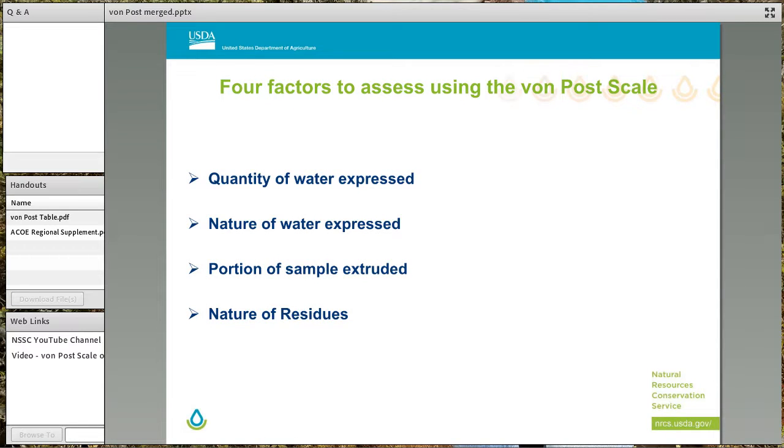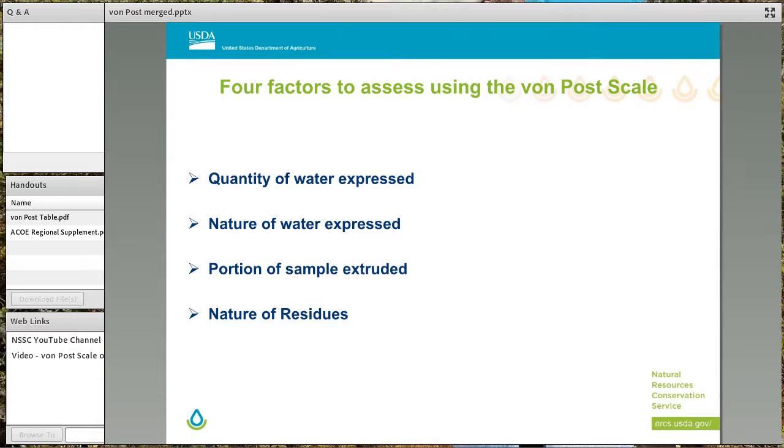I'd like to go look at the 4 factors to assess using the von Post scale method. First observation is the quantity of water expressed, which typically ranges from no water expressed from the sample to about 25 milliliters. Second, we look at the nature of the water expressed. How turbid is it? How dark is it? An estimate of how much amorphous material is suspended in the water that is expressed.